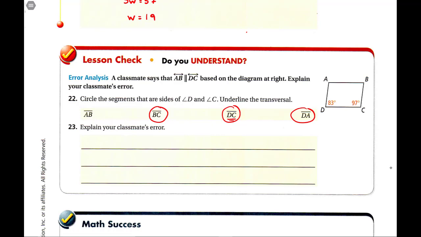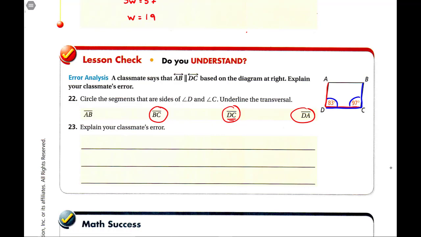The classmate simply identified the wrong pair of parallel sides. Angle ADC and angle BCD. Let me do that one in blue. So this angle and this angle are same side interior angles. And the transversal, in this case, we would consider to be DC. So AD is parallel to BC by the converse of the same side interior angles theorem. I'm not going to write all that out.